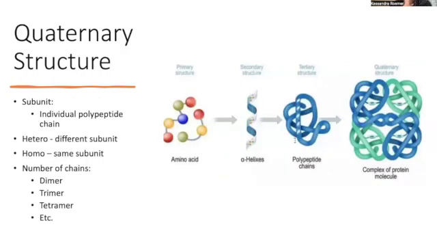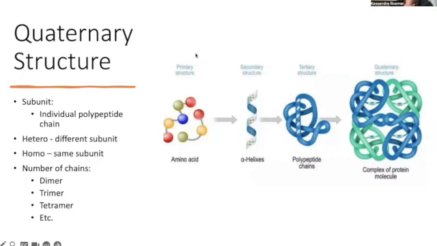And then lastly, we have quaternary structures, in which multiple polypeptide chains can be linked together to form a quaternary structure. So if we have one polypeptide chain, and then we link multiple of those chains together, and if they're of the same nature, then we have a homogeneous protein.